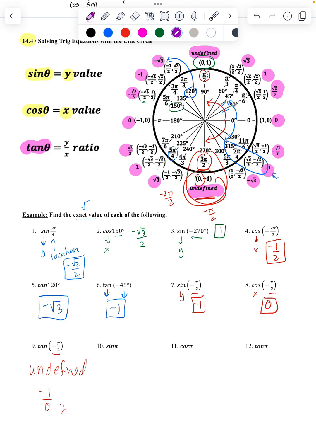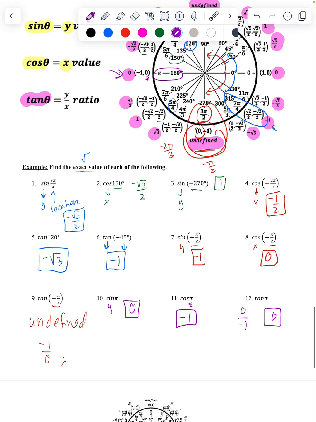How about pi? We know where pi is. Pi is over here at 180. Sine is asking for the y. Using my eyeballs, I see that the y value is 0. The cosine at that same spot is negative 1. And then the tan would be the y over the x, but we also have it listed up here on our circle. 0 over a number is 0.